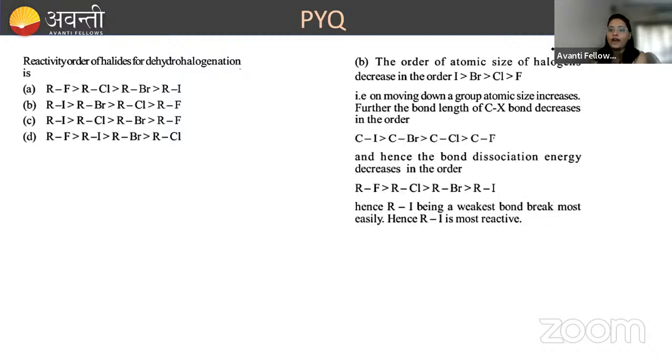So the order of atomic size of halogen decreases in the order this way. Here the atomic size goes on decreasing. So on moving down the group, atomic size increases. Further the bond length increases, and that's why it is in the order like this way. Hence the bond dissociation energy decreases in the order like this way, and that's why RI being the weakest bond to break, RI will be most reactive. मैंने अभी आप लोगों को explain किया था कि जितनी बड़ी stick होगी, it is easy to break. Yes, nice.